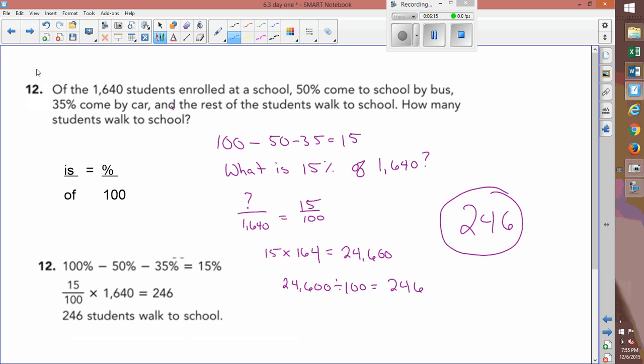Of the 1,640 students enrolled at the school, 50% come by bus, 35% come by car, and the rest of the students walk. How many students walk? Well, you've got to subtract out that 50 and that 35, and you end up with 15. Then I ask the question, what is 15% of 1,640? Set it up, crisscross divide, end up with 246.